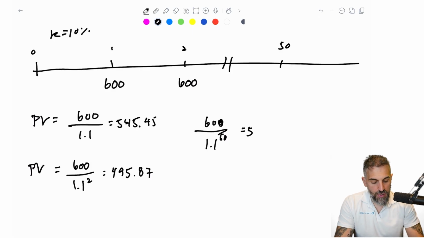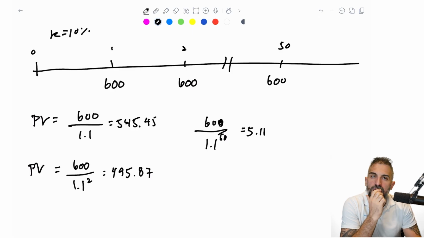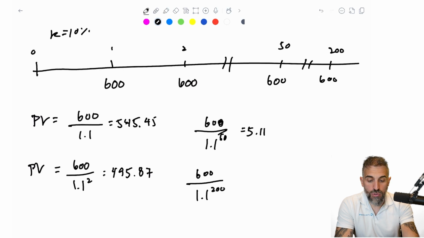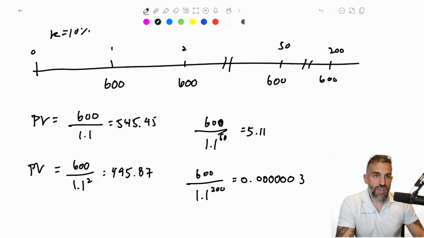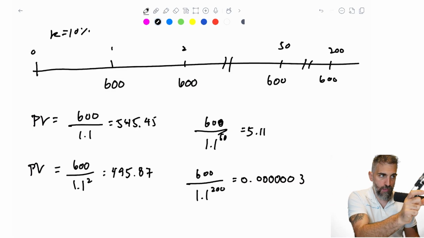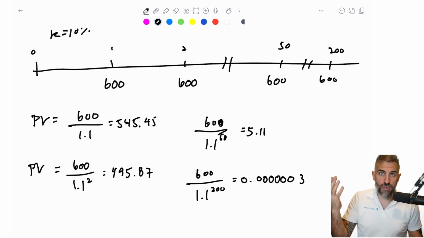$5. That payment of $600 in 50 years today is only worth $5. You see, it's getting smaller. Okay, jump ahead to period 200. What do you think is going to happen at some point? At some point, those future payments will be completely worthless. And so that is why we can put a value on it, because once those payments turn to zero, the total value of your cash flow stops going up.